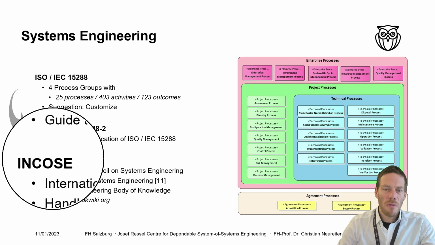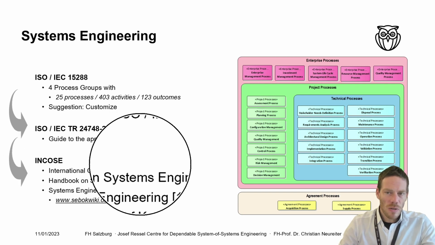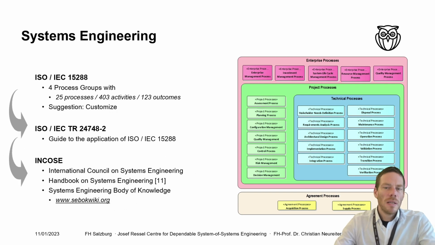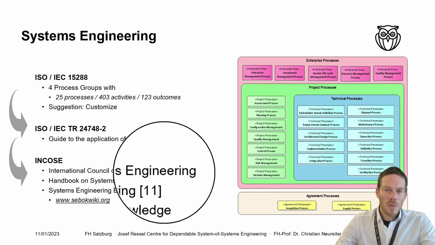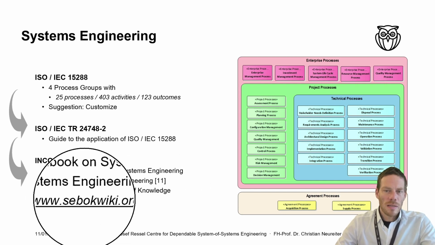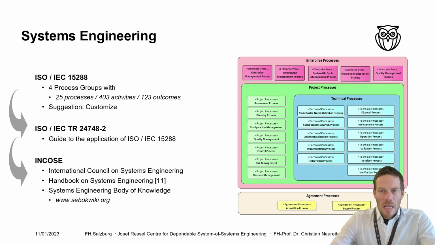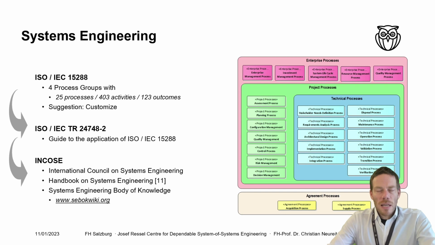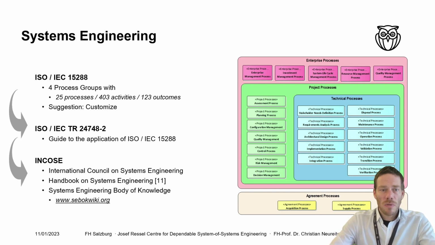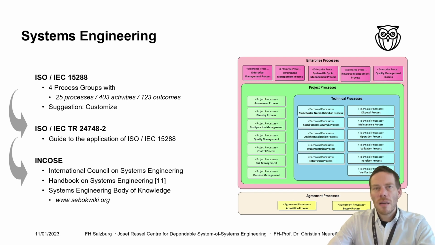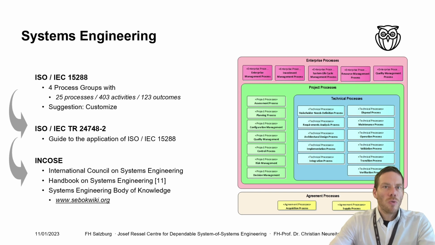You can find everything in the International Council on Systems Engineering Handbook, for example, or you can find some usable knowledge at sebokwiki.org. So what does this mean? This means that we have a starting point for developing our own process model depending on the needs of our process. And we have a link to typical state-of-the-art knowledge where we can decide, for example, for the stakeholder needs definition process, which methods we want to apply.